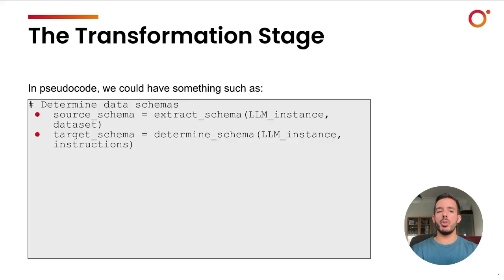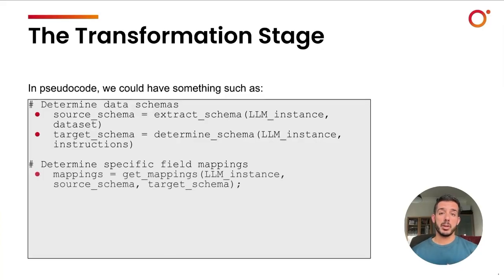I don't know if the source schema would be relevant here, maybe not, because we're just calculating what the target is. Then, at the stage where we determine the mappings, we would need both, right? We would call some sort of function that takes the LLM instance, the source schema, and the target schema, and just makes the conversion. What are the mappings as an output?